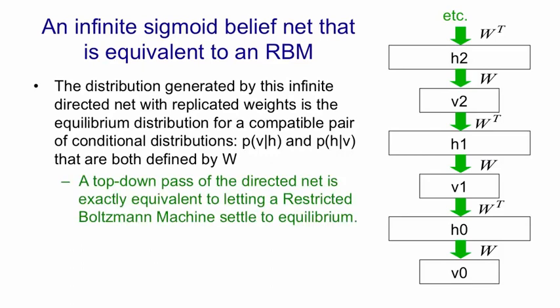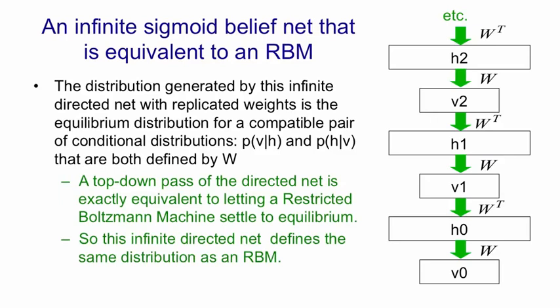So a top-down pass, starting infinitely high up, in this directed net, is exactly equivalent to letting a restricted Boltzmann machine settle to equilibrium. They therefore define the same distribution. The sample that you get at V0, if you run this infinite directed net, will be an equilibrium sample of the equivalent RBM.